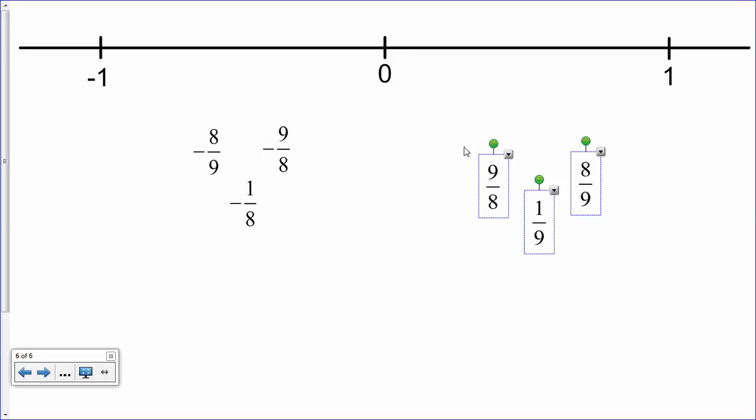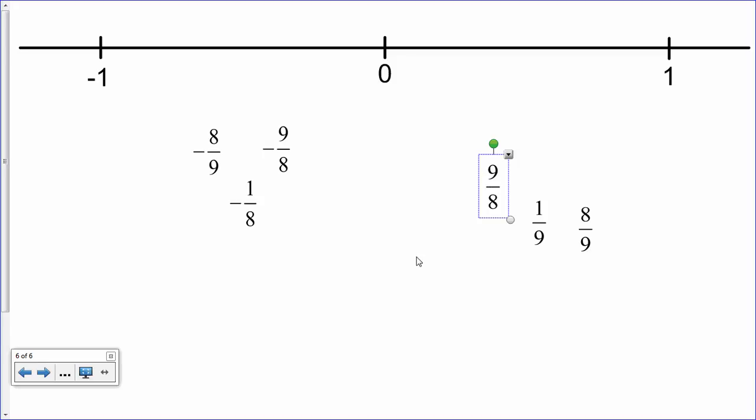We've got 9/8, 1/9, and 8/9. Well, these two, 1/9 and 8/9, have the same denominator. They're probably a little easier to compare. 1/9, 8/9. If you're thinking, gee, 1 banana, 8 bananas, which is more? 8 bananas is more than 1 banana. So we're not talking about bananas here, we're talking about ninths. 8/9 is more than 1/9.